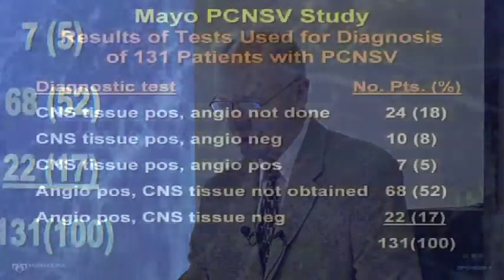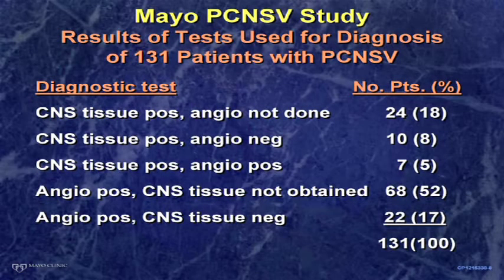This slide shows the way the 131 patients were diagnosed. In 24 or 18%, there was a positive biopsy, but an angiogram wasn't done. They went right for a biopsy. There might have been a question of a possible tumor or some other process, so an angiogram was never accomplished. In addition, there were 10 who had an angiogram, but it was negative, but the biopsy was positive. And we'll go into those a little bit more later.